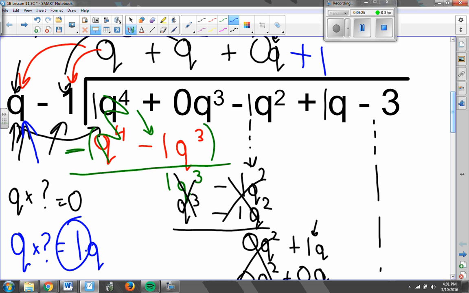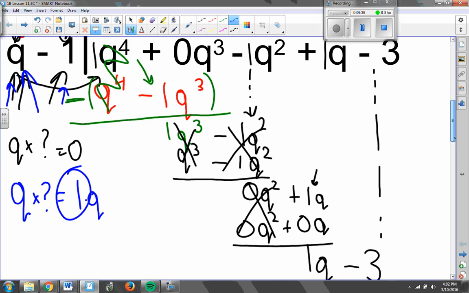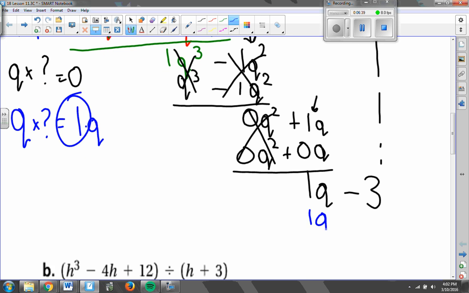Plus 1. And then I'll do my distributive thing one more time, times the 1 by q, times it by a -1, and we will find our remainder. So I have 1q, and 1 times a -1 gives me -1. When I subtract, the 1q's go away, and I'm minusing all of this. -3 minus -1 minus -1 is like positive. So -3 plus a positive 1 gives me -2. Okay? So that now is my remainder.